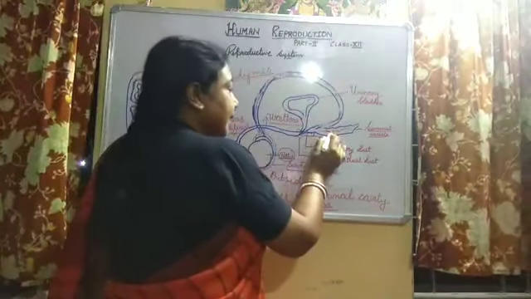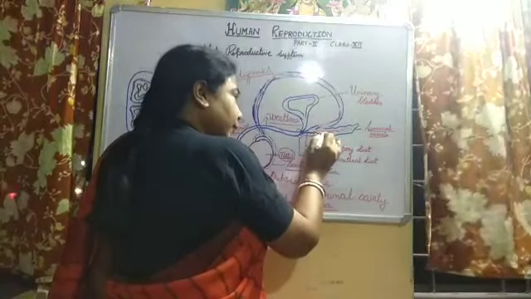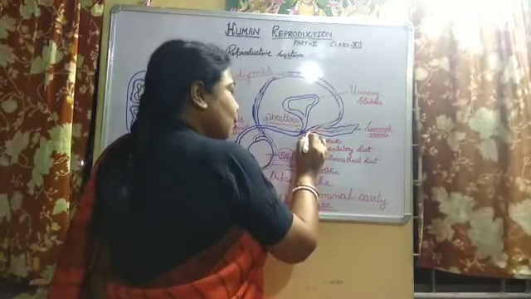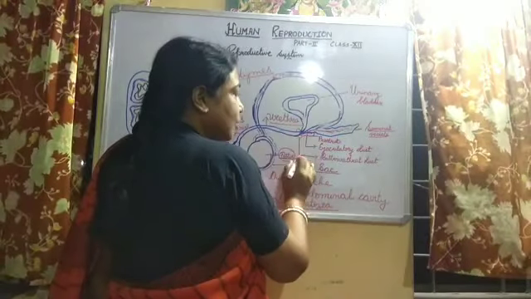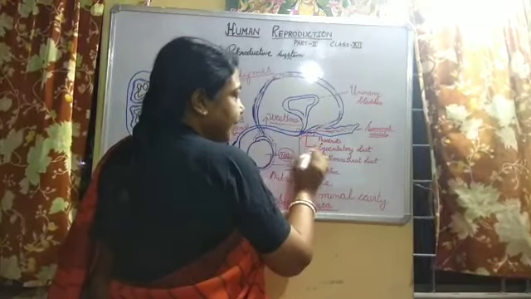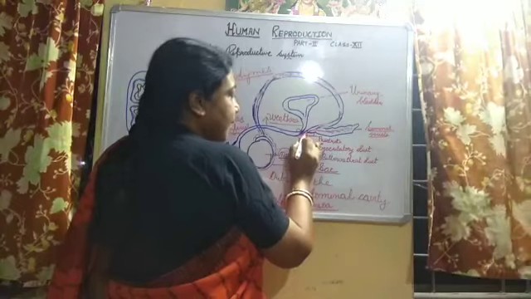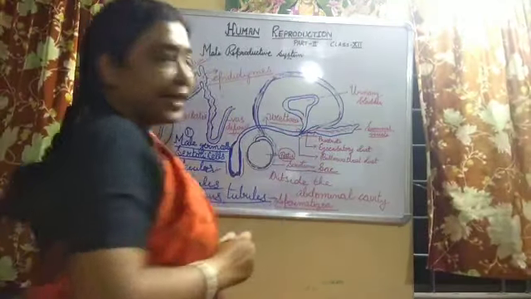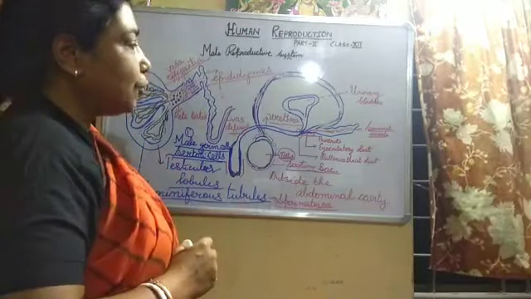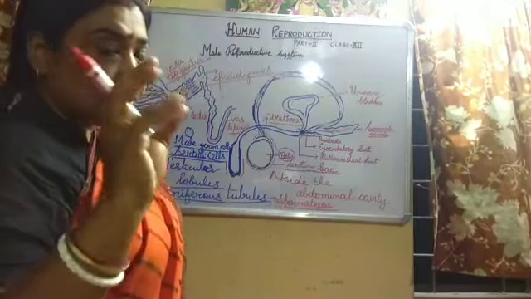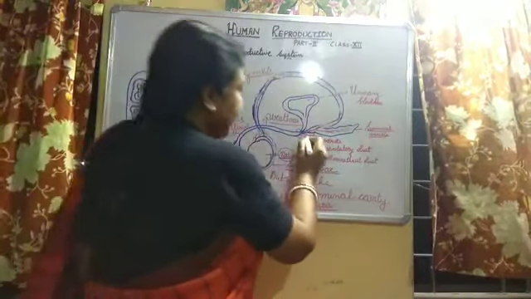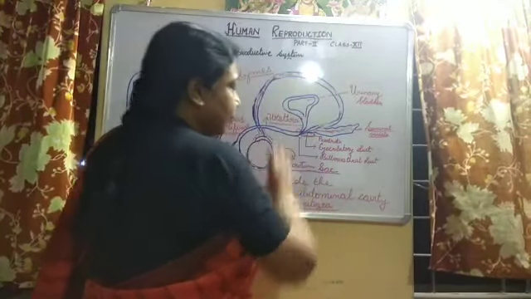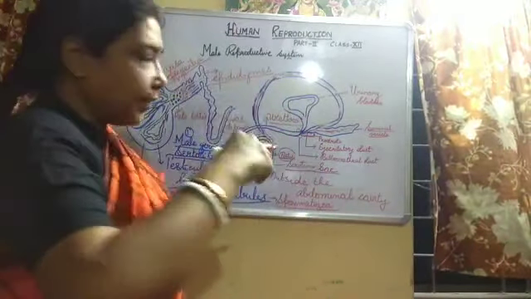So this vas deferens and seminal vesicle open through a common duct. That duct is known as ejaculatory duct. See, it has become common. It will open into where? Into the urethra. There is one more gland, that is the prostate gland. It is also pouring its secretion over here in the ejaculatory duct.